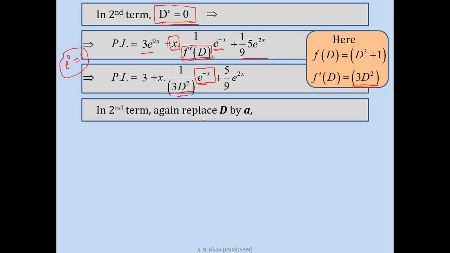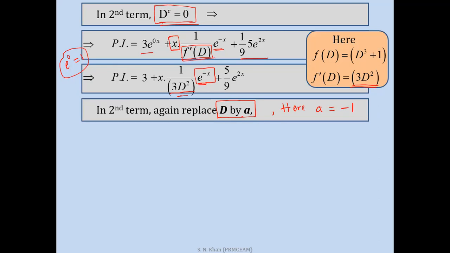And now फिर से हमें case number 1 apply करना है, and we have to replace d by a in this second term. So second term के लिए a का value check कर लेते हैं. For second term, a is the coefficient of x in the exponential function. So for second term, value of a will be equal to minus 1.